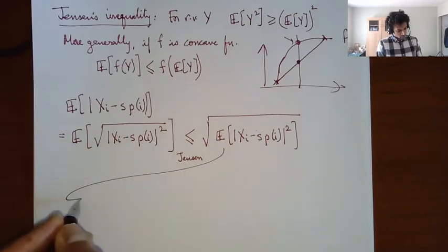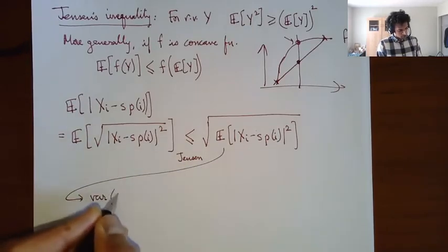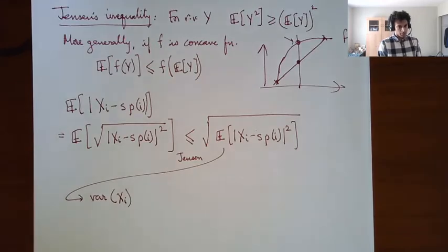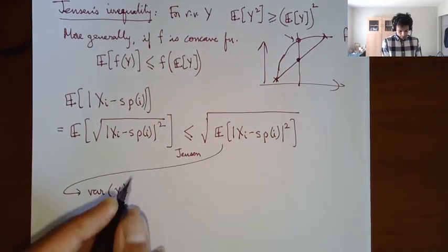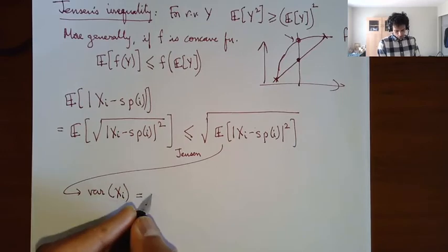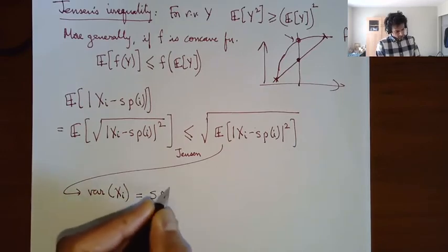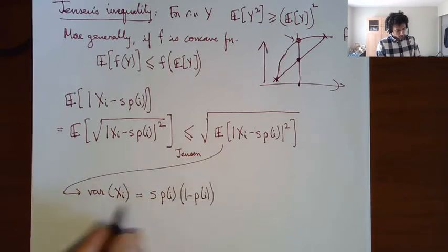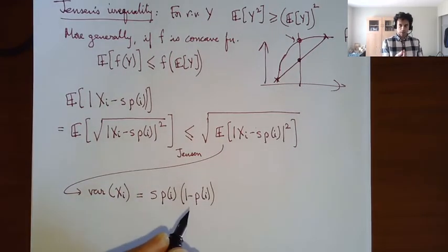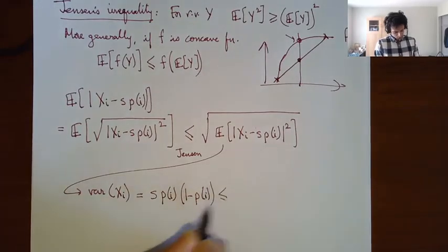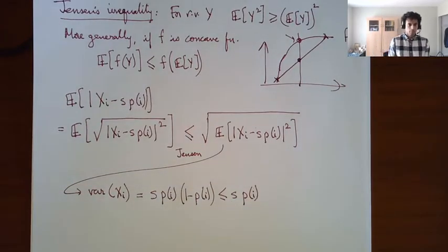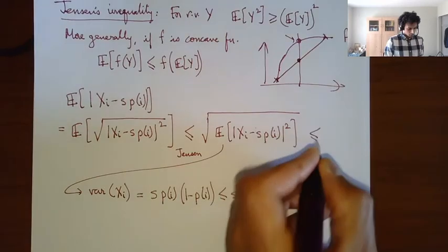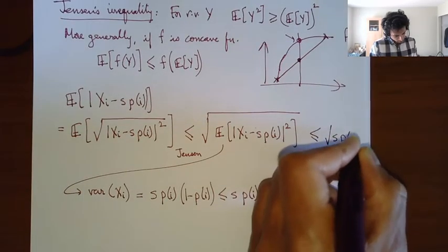Now this quantity here, this is just the variance of xi. Now the variance we know is exactly s times p of i times 1 minus p of i. This is s times the variance of the individual Bernoulli, which I'm just going to write as s times pi. So I can write this as the square root of s times pi.